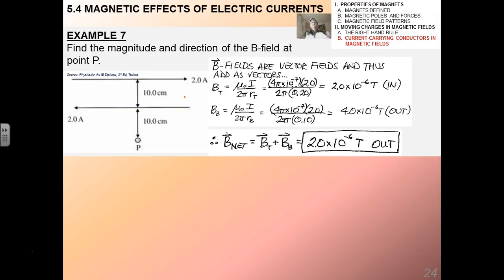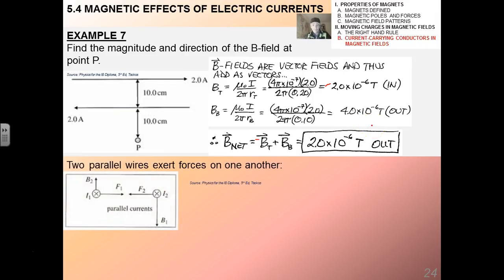I guess it makes sense to think about the B field coming out as the positive and the one going in as the negative. In that case, it would be negative here, and this should be a negative. And then you get 2 times 10 to the minus 6 Tesla out. Pretty cool, huh? Okay. All right, so obviously 2 parallel wires exert forces on one another, okay?